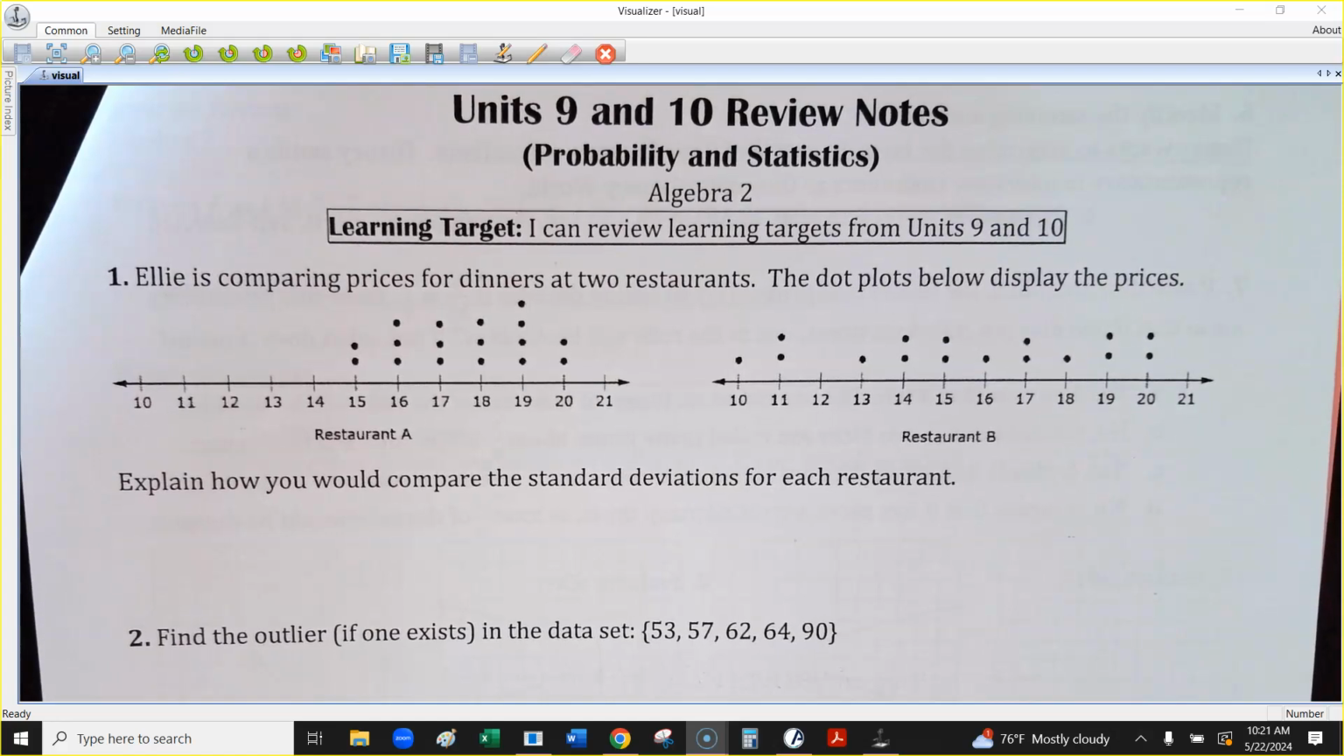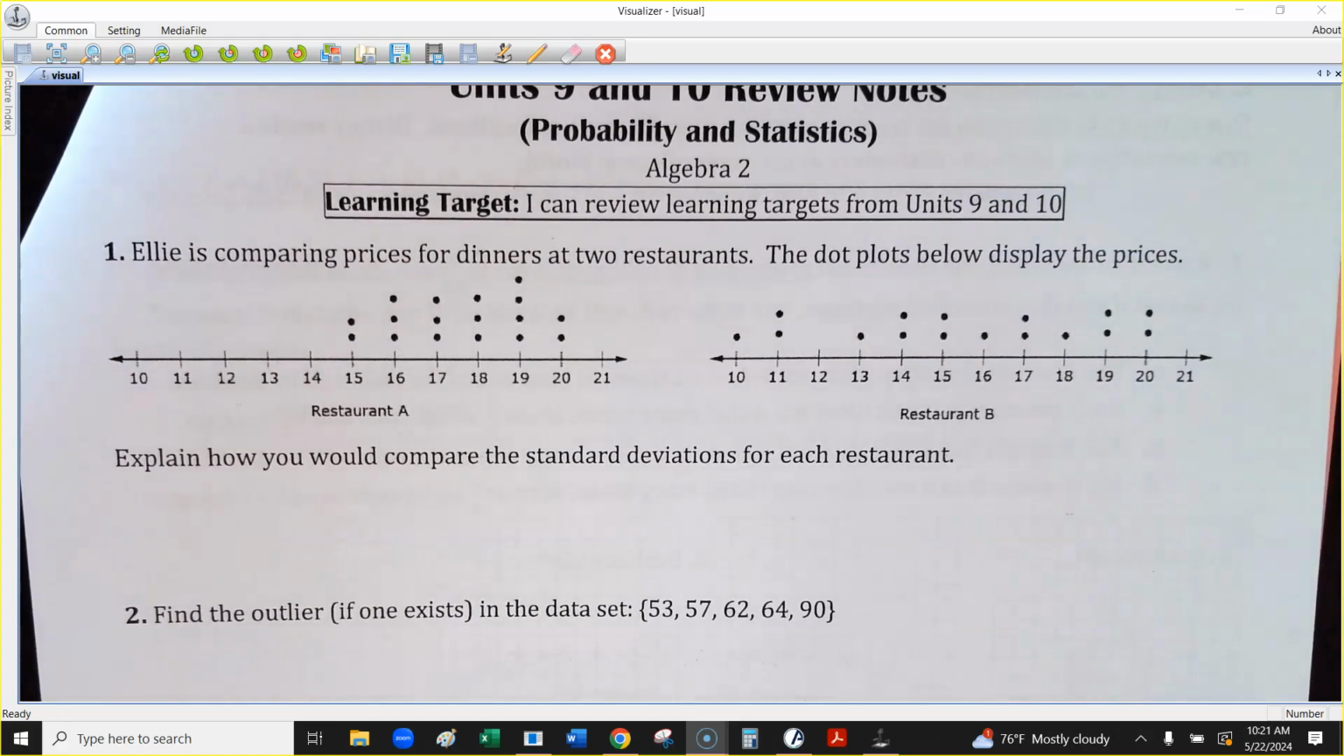So this just says Ellie's comparing prices for dinners at 2 restaurants. The dot plots below display the prices. So the first dot plot is restaurant 1, the second one, or restaurant A and restaurant B. How would you compare the standard deviation?